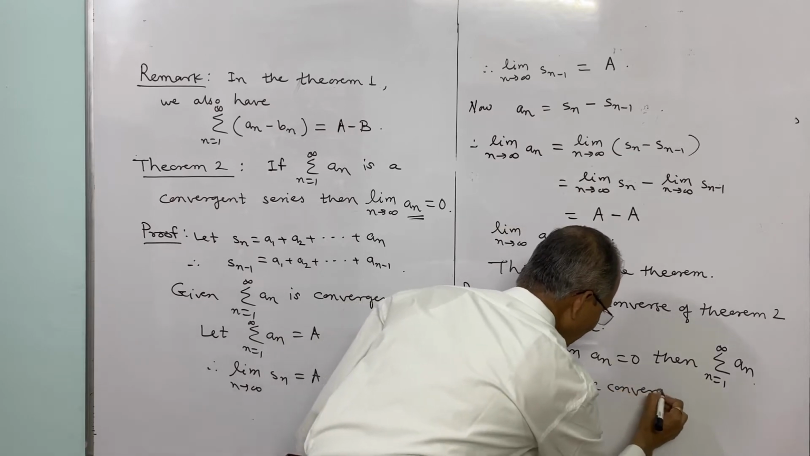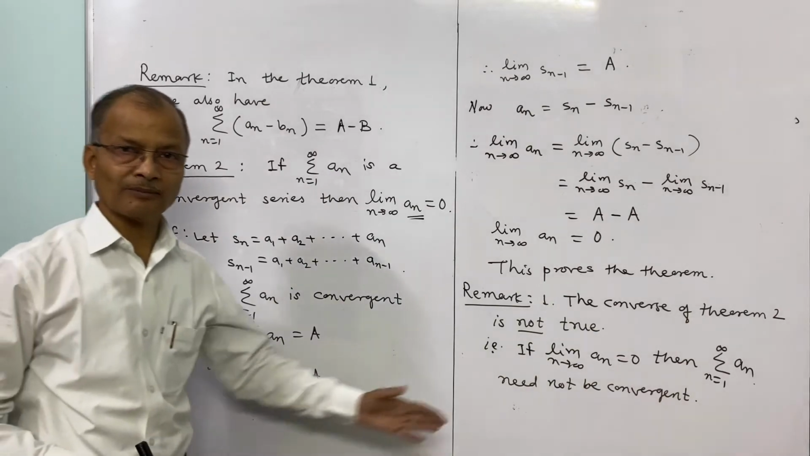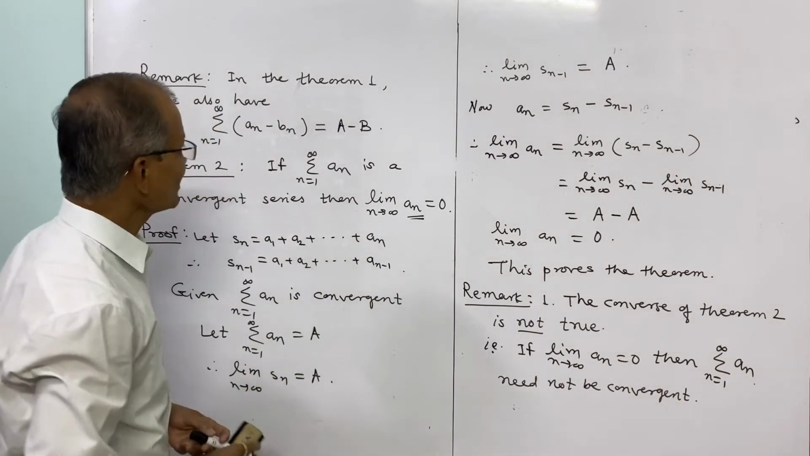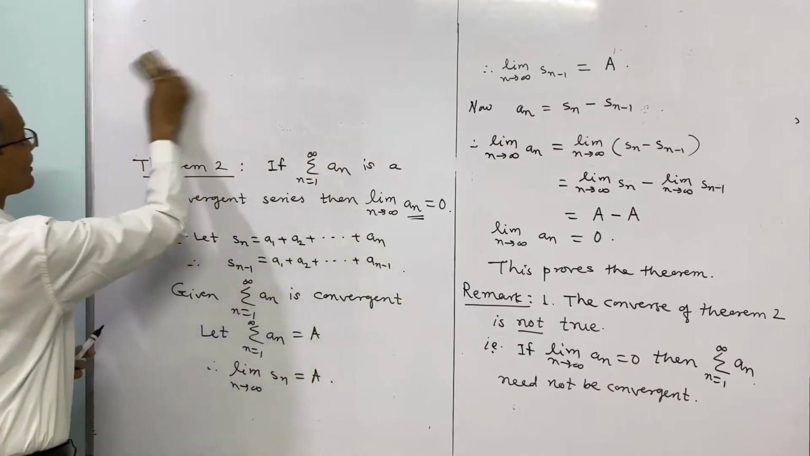This need not be convergent. That is the meaning of converse is not true. May be convergent, may not be convergent. And we shall write one example, and that is sufficient to show the converse is not true.